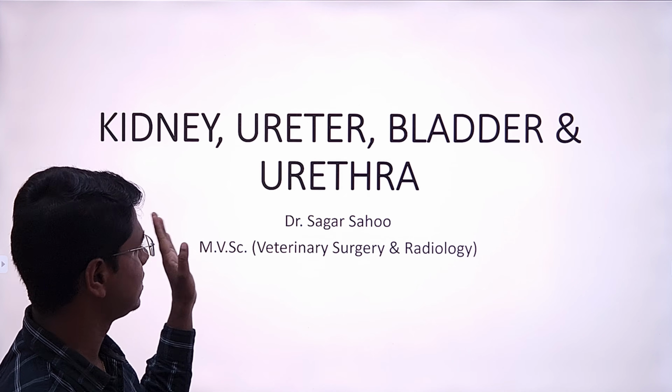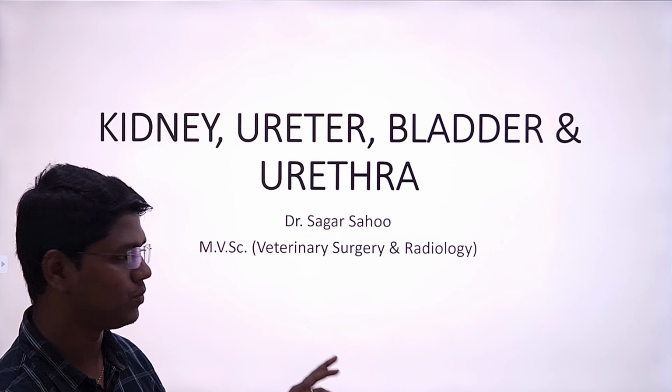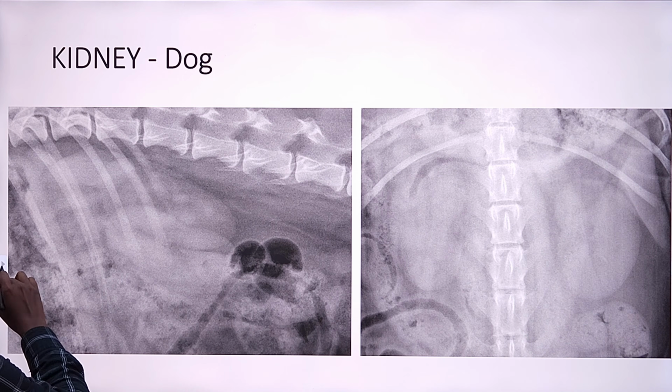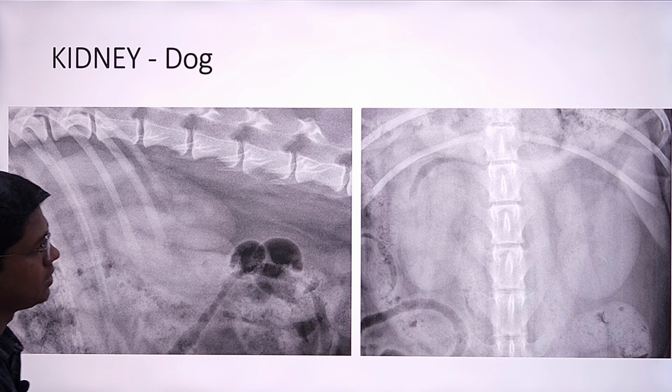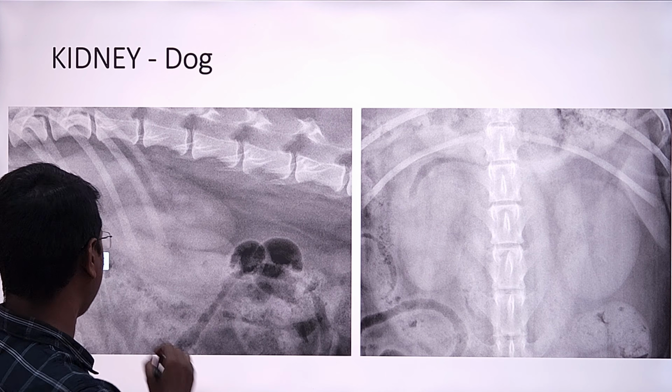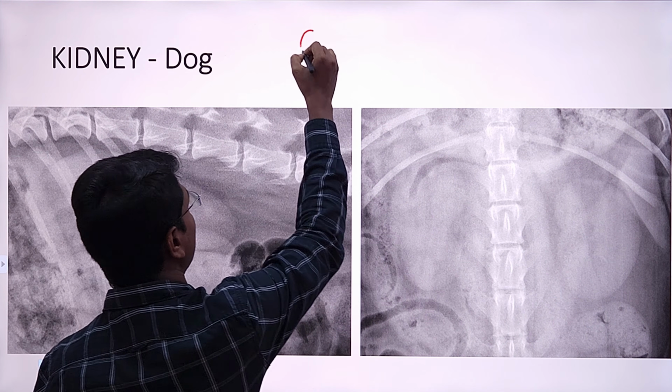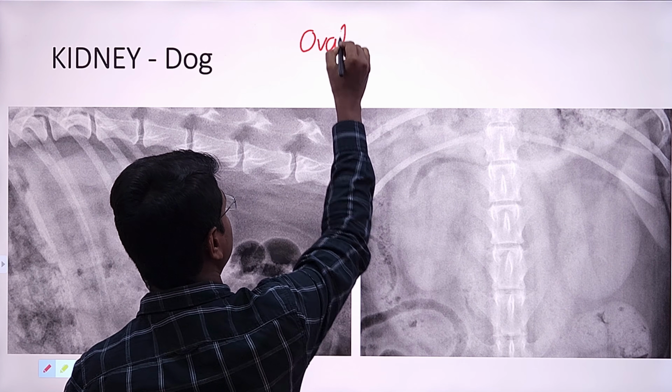So today we will be discussing the excretory system, mostly the renal system. First let us go to the kidney. This is the radiography picture of a dog. The dog kidneys are usually oval in shape.